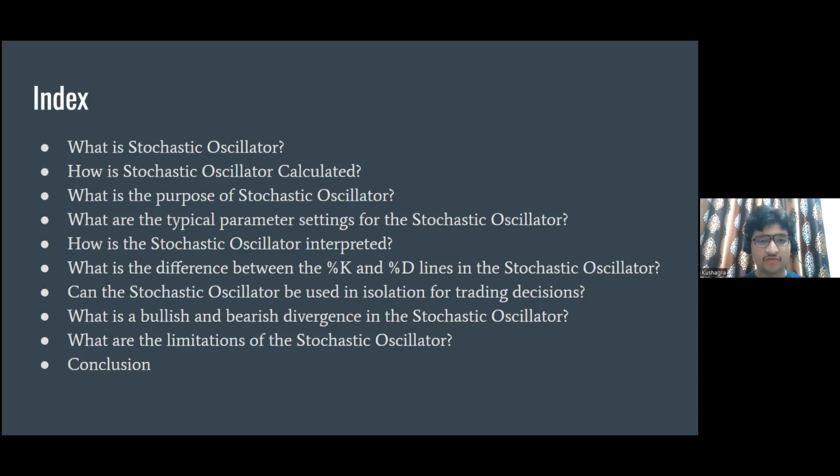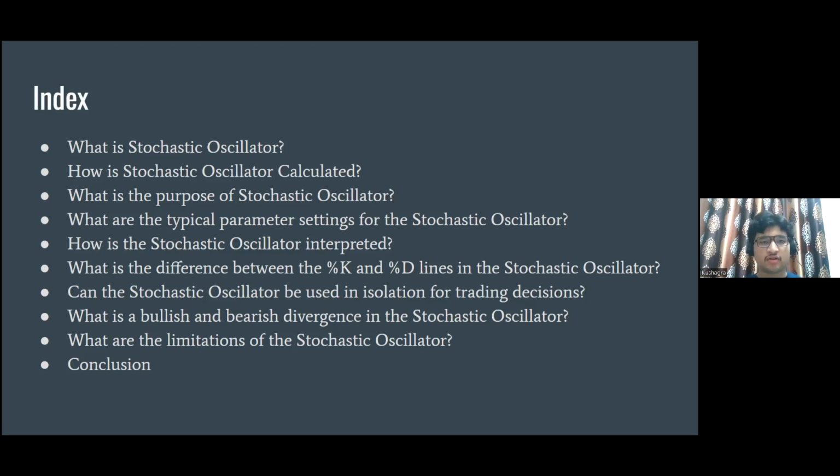and what is the difference between the percentage K and percentage D lines that are very important in the stochastic oscillators, and can this stochastic oscillator be used in isolation for making trading decisions, and what is the bullish or the bearish divergence here in the stochastic oscillator. Then what are the limitations of the stochastic oscillator, and finally I will conclude the presentation.